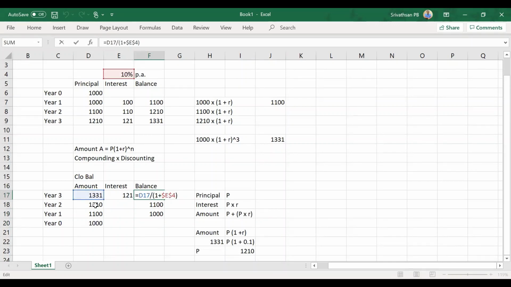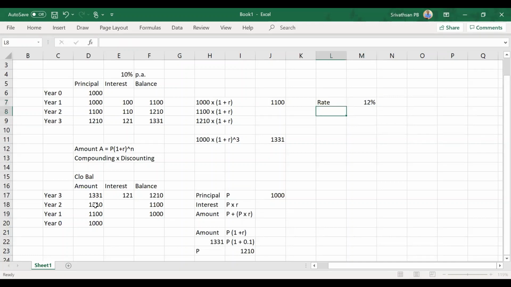Closing balance divided by 1 plus interest rate, closing balance divided by 1 plus interest rate, three times, because the number of years is 3. So this can be easily done using a single formula: 1331, the whole thing divided by 1.1 power 3, gives 1000.